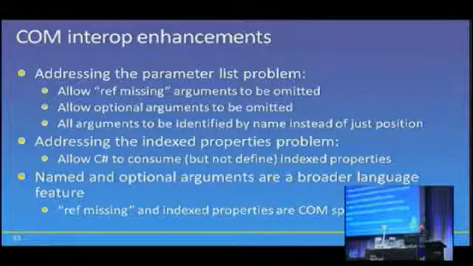In terms of index properties, C# can now consume index properties. So if you've got a COM API that uses them, it can consume that API in a nice, even way. However, you still can't define index properties in C#. You can only use them. And those ref missing and index properties things, those are COM specials. They won't work with normal .NET classes. Named and optional arguments will work with other .NET classes.